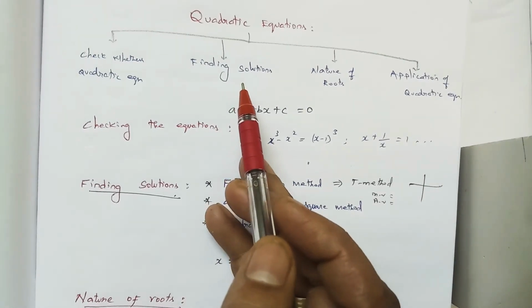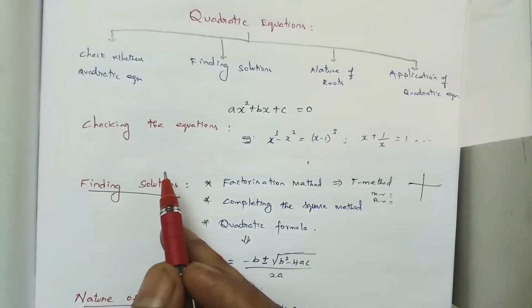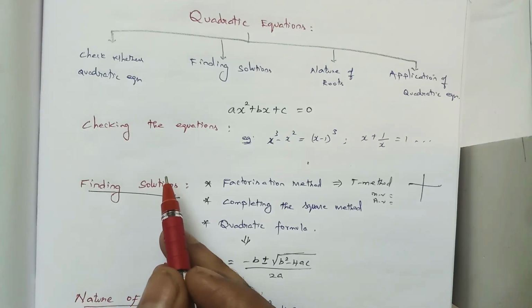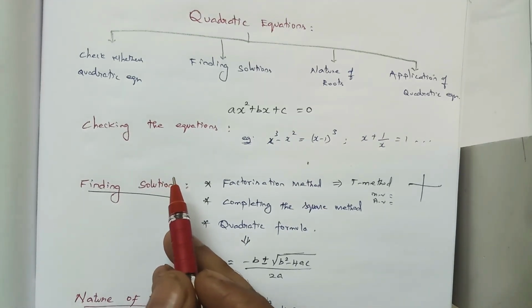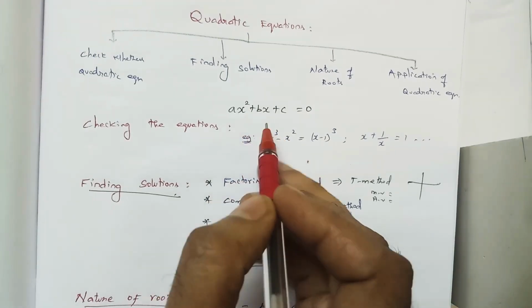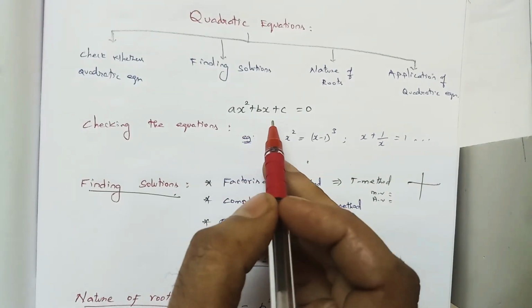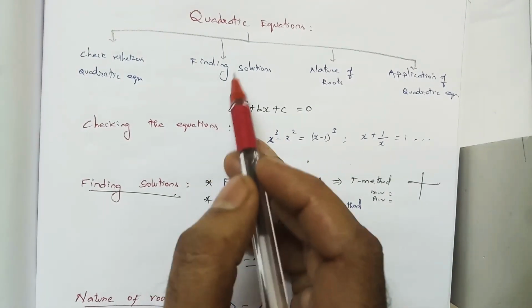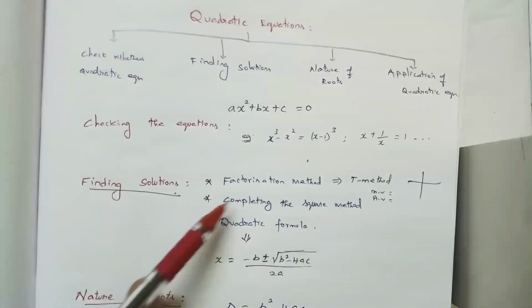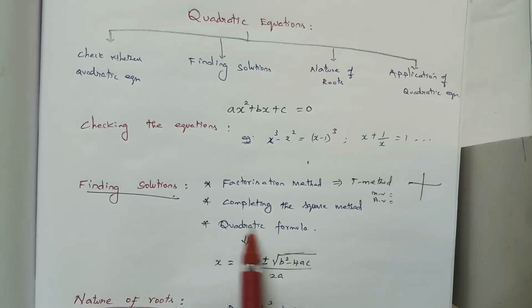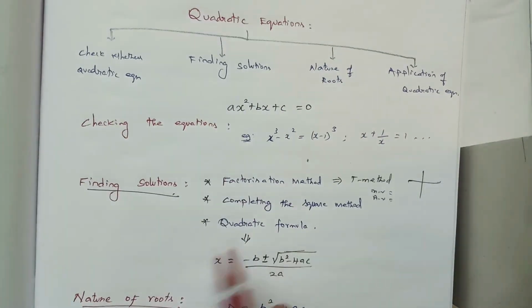See, in chapter number 3, we found solutions, right? But there we had two linear equations, a pair of linear equations in two variables, and by using some methods we found the solution. Here we have only one equation, that is a quadratic equation. So we have some methodology to find the solutions. What are they? Factorization method, completing the square method, quadratic formula method. I will discuss them afterwards.